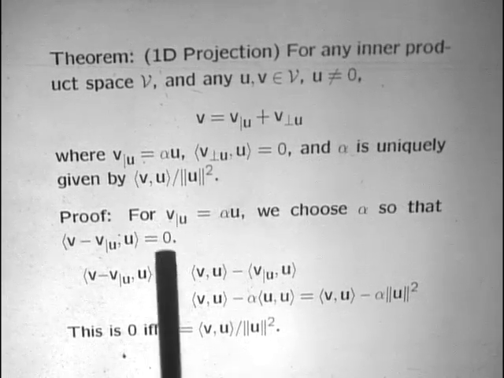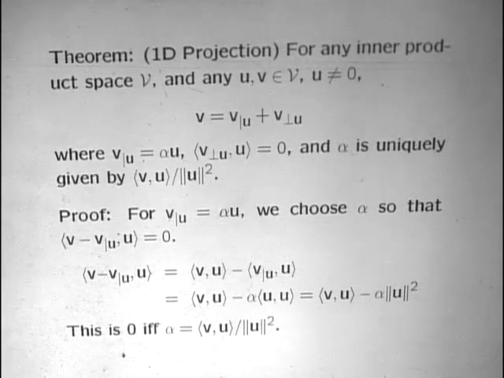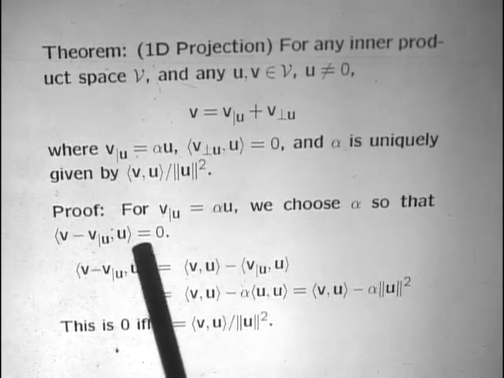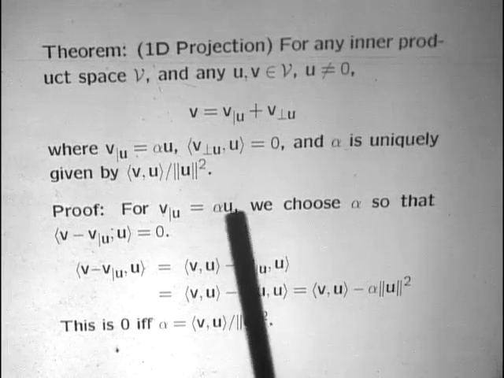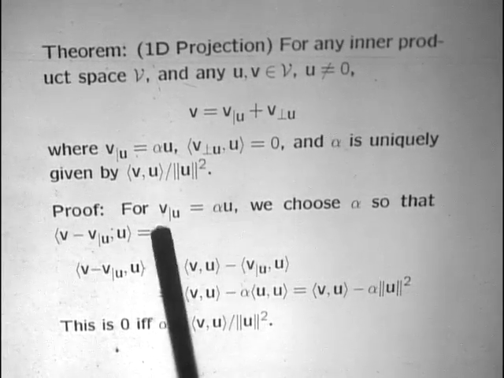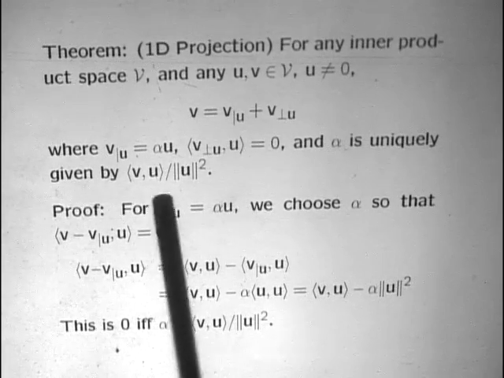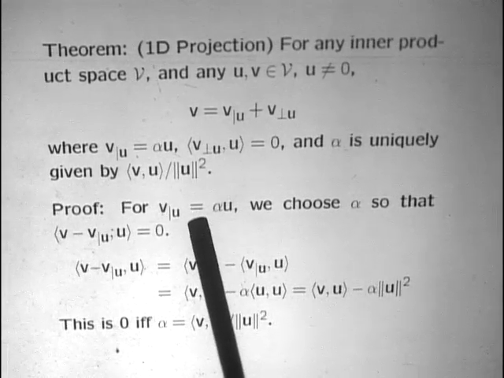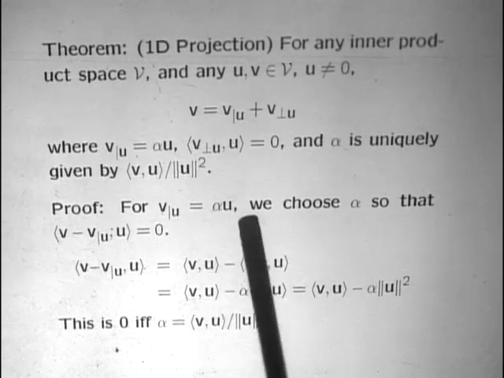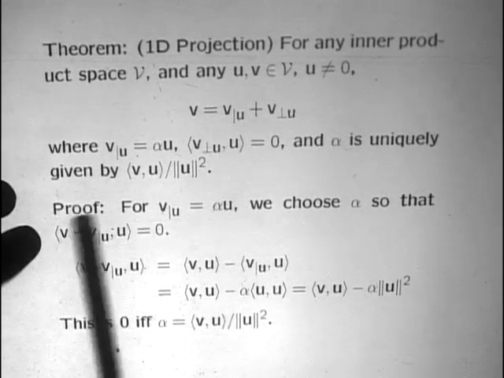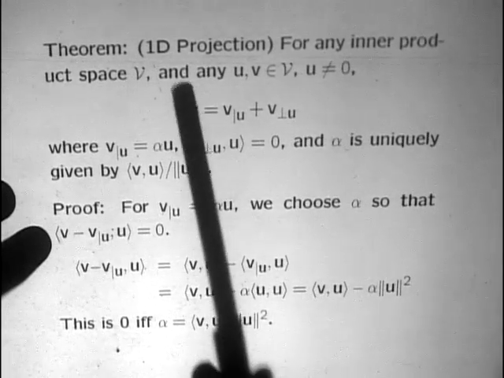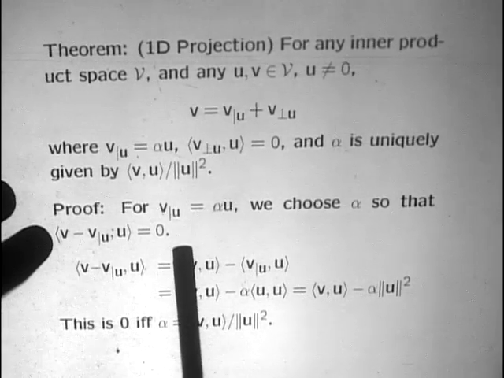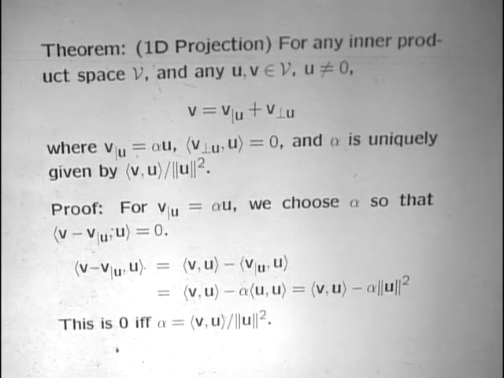So what we're going to do is say, well, if I don't look at what the theorem is saying, what I'd like to do is look at some generic element which is a scalar multiple times u. Okay? So I'll say, okay, let v parallel to u be alpha times u. I don't know what alpha is yet, but alpha is going to be whatever it has to be. We're going to choose alpha so that this other vector, v minus v parallel to u, which we're calling v perp, has an inner product with u equal to 0. So what I'm trying to do is to find a vector.